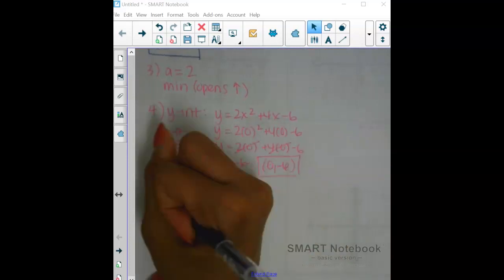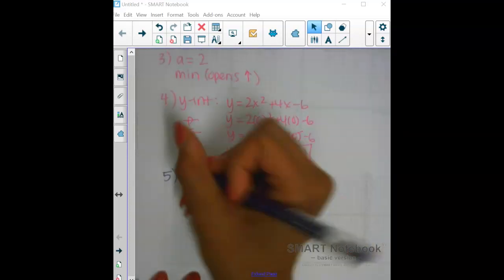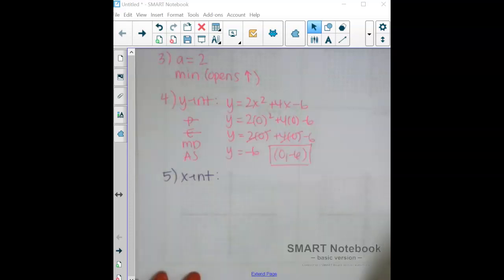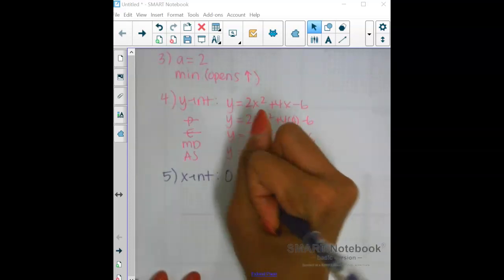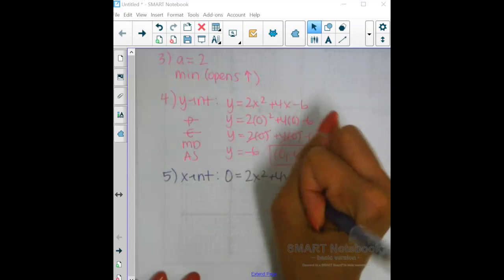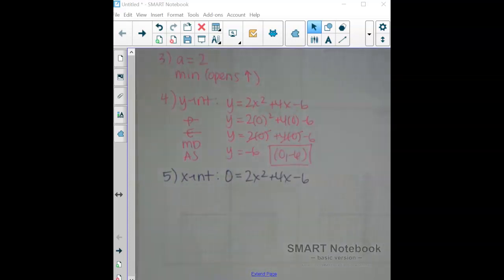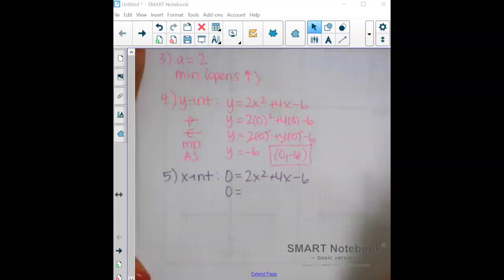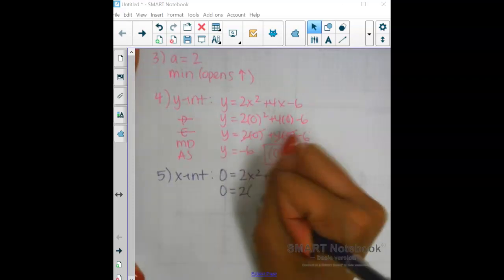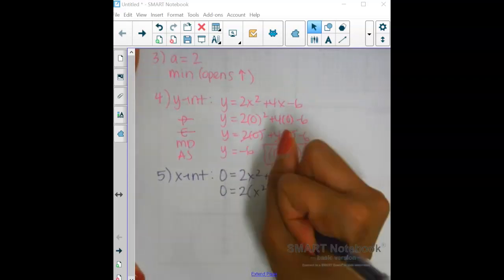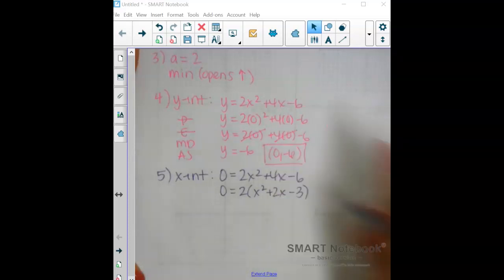The last thing that I need to find, step 5, is your x-intercept. So I need to take the equation and set it equal to 0. If you can factor out a 2, factor out that 2 before you solve. So let's see, for this question, we can definitely factor out a 2. So we'll have 2 times (x squared plus 2x minus 3).